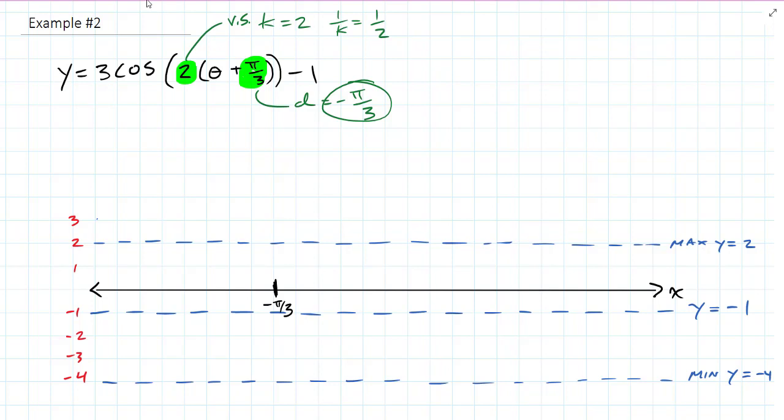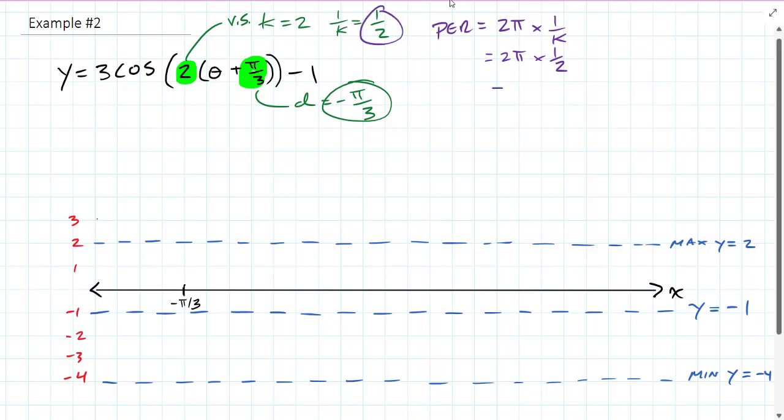We have to figure out our period. So our period is equal to 2 pi times 1 over k, and 1 over k is a half. So the 2's cancel out and it's going to be pi. So that's our period, right? Pi is shorter. It's been compressed, because normally it's 2 pi. We've compressed it to pi, so we've reduced the period. It's going to be a more squished, compressed graph.